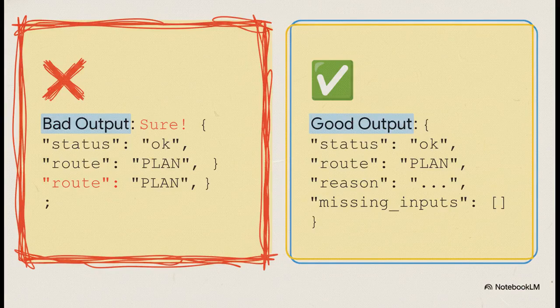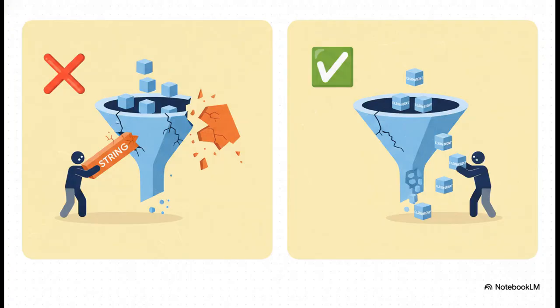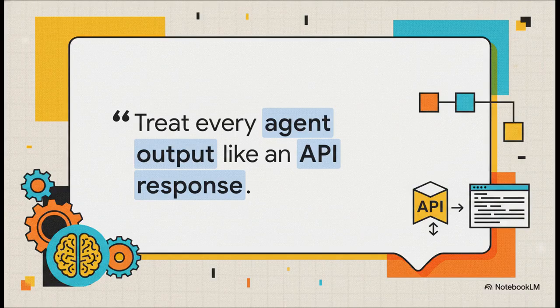So here's a classic failure on the left. You see that extra text in the comma? Nightmare. And here's another one. The model gave a string when the next agent needed an array. That's an instant crash. So how do we fix this? It starts with a mindset shift. Treat every agent's output like an API.